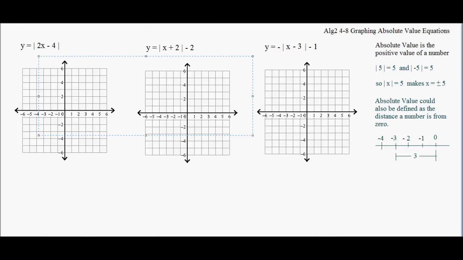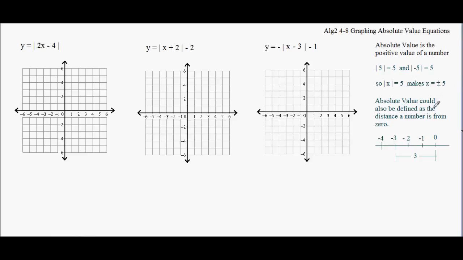So, a little review of absolute value. Absolute value is the positive value of a number. So the absolute value of 5 is 5, and the absolute value of negative 5 is 5. If I say the absolute value of x is equal to 5, what's x? Well, x is then two values, plus and minus 5.